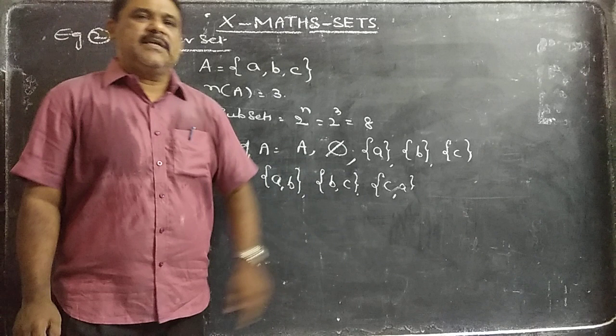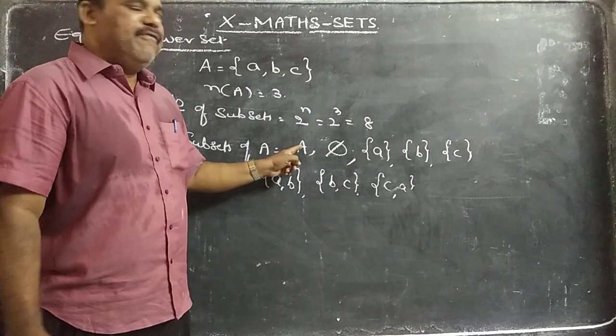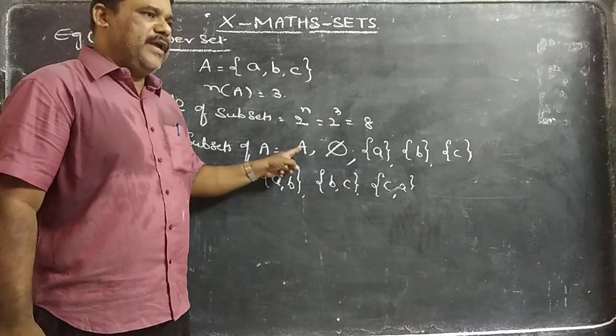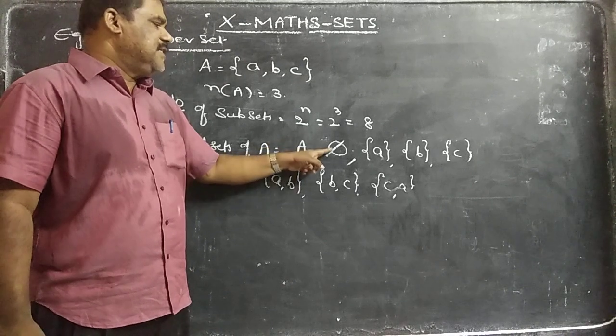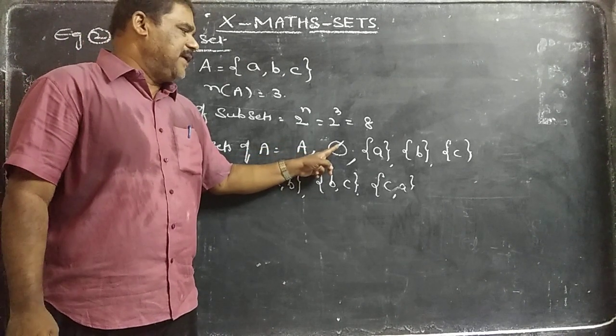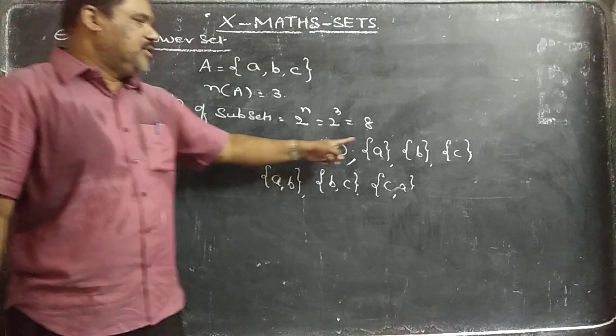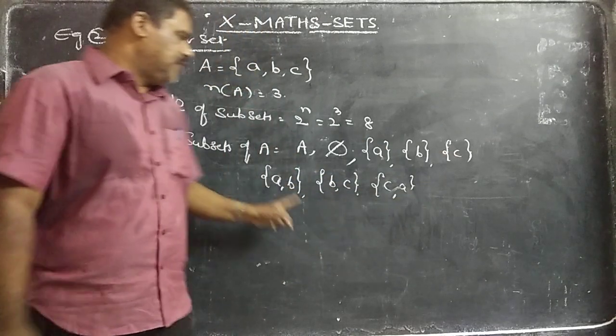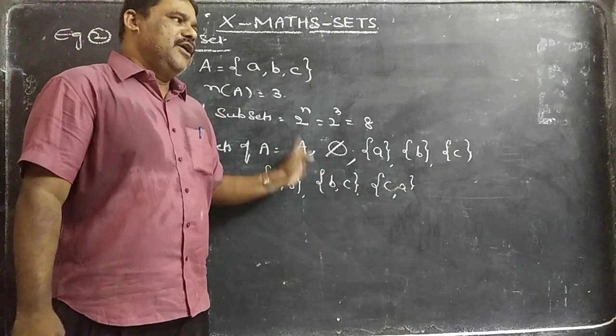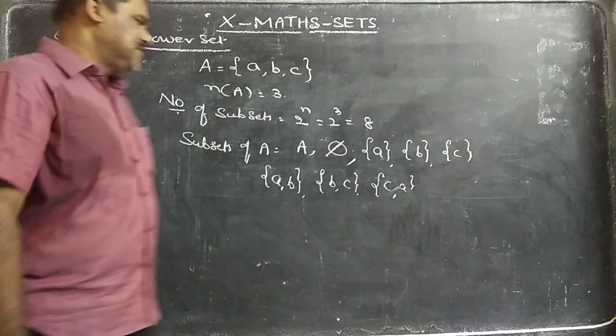So by writing the subsets, first one is every set is subset of itself. So A is subset of A. Empty set is subset of all sets. So pi is subset of A. Next you have to take single element. Next you take two elements. Like this you have to write all possible combinations.